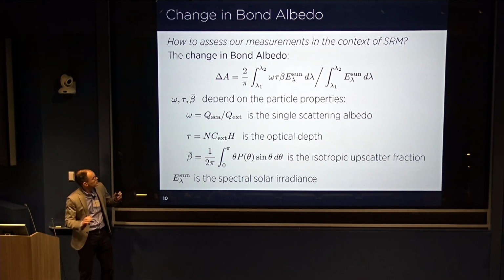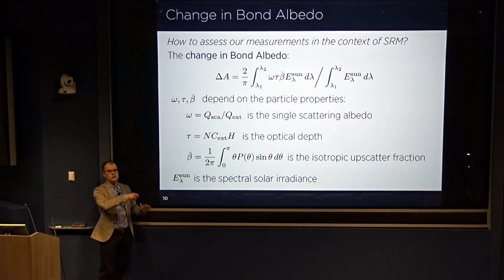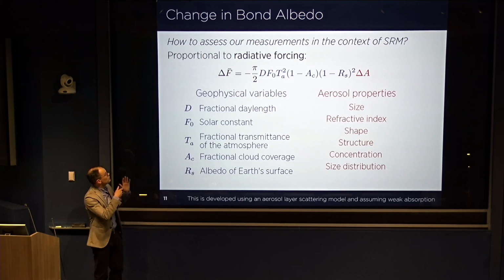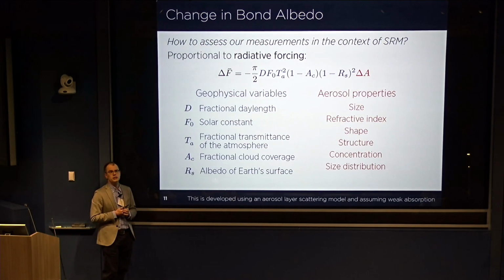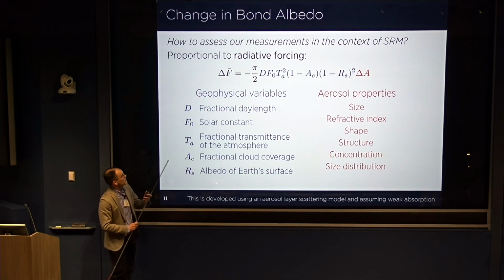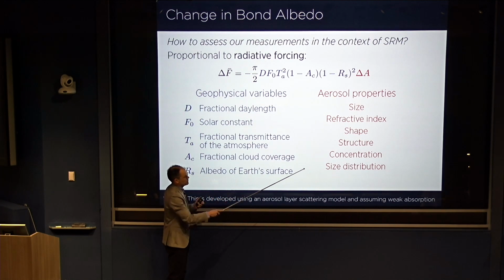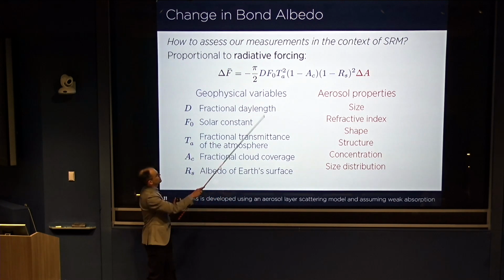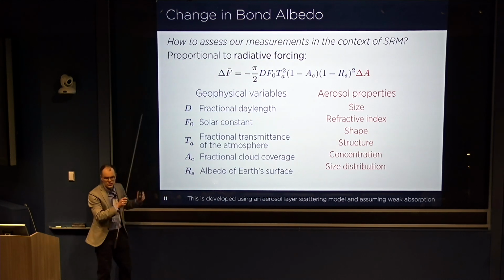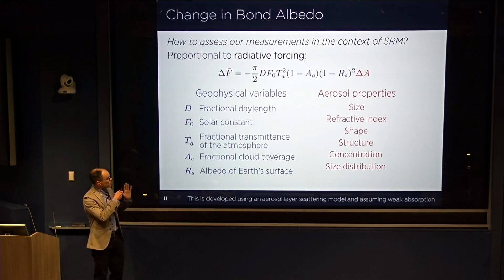So those three quantities are all in that integrand, along with the spectral solar irradiance. This captures all the aerosol properties, and in the context of a very simple radiative forcing calculation, one of the nice things you can do is separate out all the aerosol properties into that big delta A. So size, refractive index, shape, structure, concentration, they're all separate from the geophysical variables in the simple calculation. So that's what we'll be looking at.